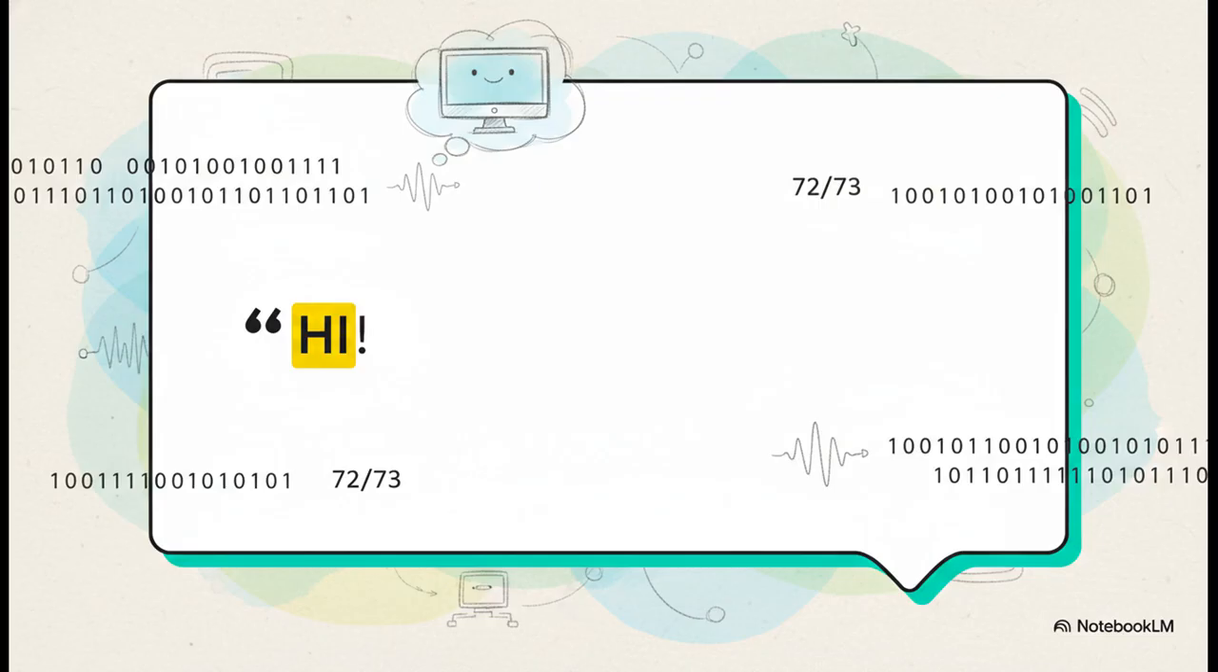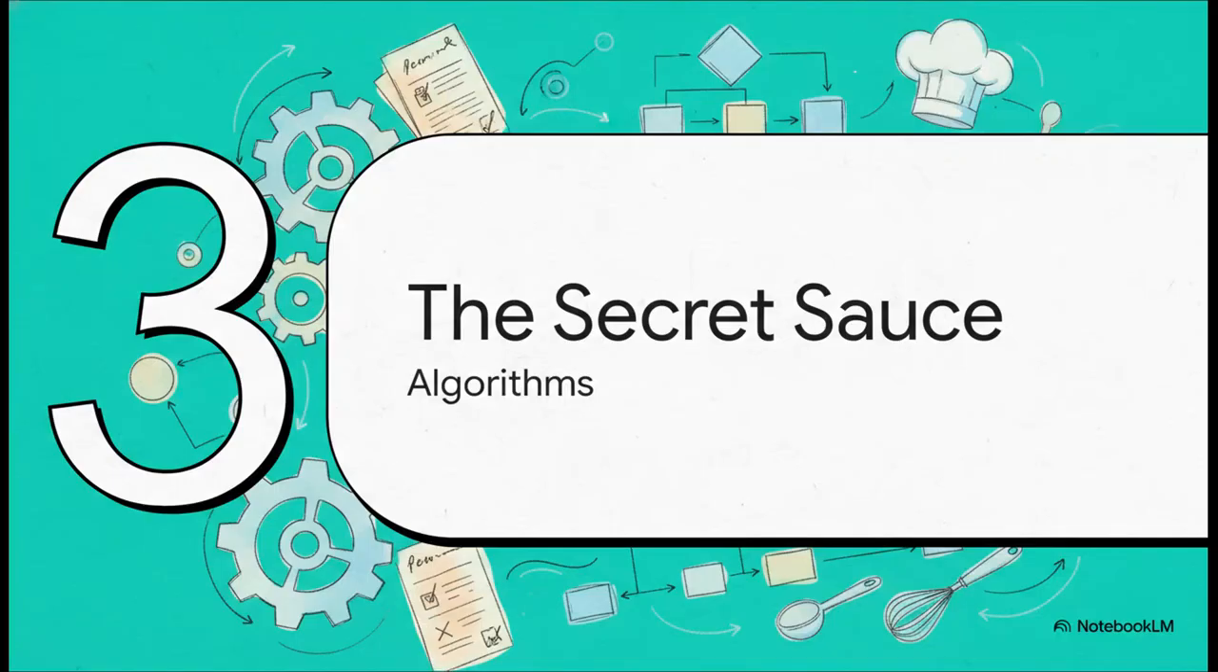So now, when a computer processes the binary code for 72, followed by the binary for 73, it's not just crunching numbers anymore. Because we all made that agreement, it's actually interpreting a message. It sees, hi. Okay, so now we can represent information. But that's only half the battle, isn't it? The real power of a computer is its ability to process that information, to solve problems with it. And to do that, you need a recipe. You need a game plan.